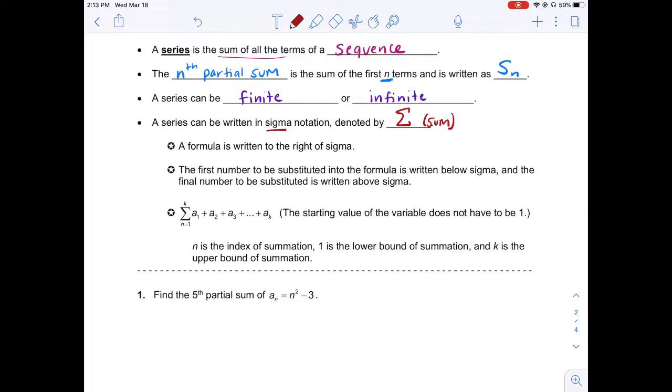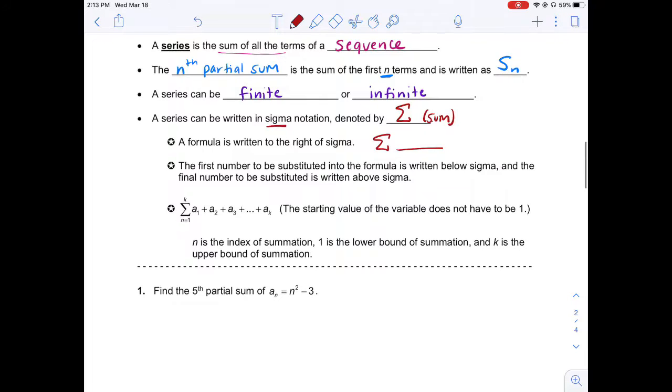When we have the sigma notation, we put the sigma at the beginning, and then we put our explicit formula, or sometimes a recursive formula, to the right of it, meaning we're going to sum up each term in the formula. Then, underneath, we give it a starting value, let's say we started at 1. This starting number would be written below the sigma. The final number that we want to stop with is what goes at the top.